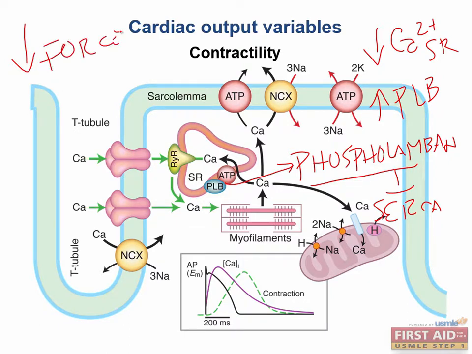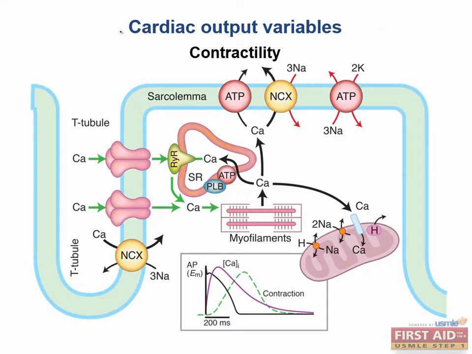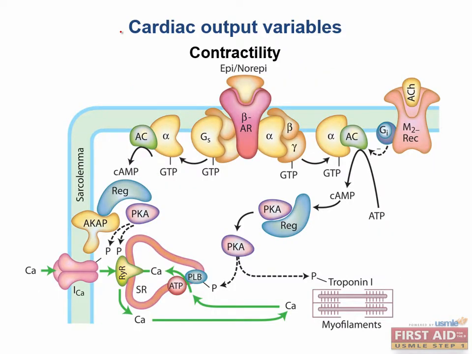Now, we've established all of this. We can use this to understand how beta-adrenergic stimulation or blockade or drugs such as digitalis can manipulate calcium concentrations to change contractile force. So how does the sympathetic nervous system increase contractility? Let's use this image to understand.